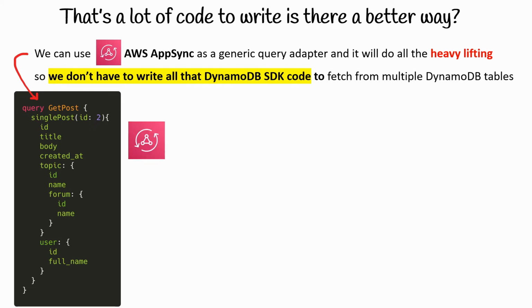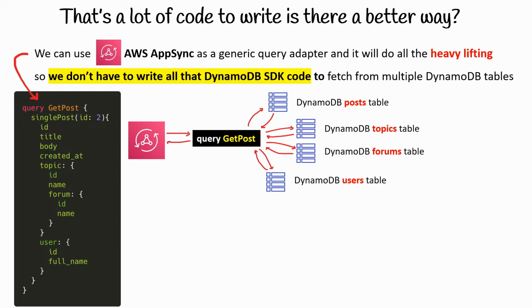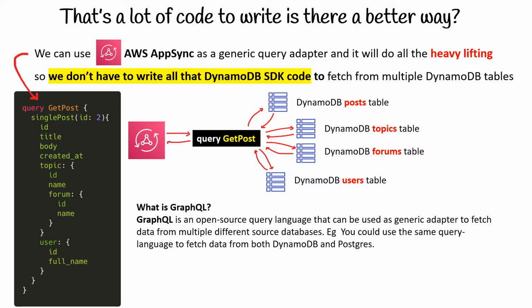And so with AppSync, you'll have your query, and that query is going to go to all those tables and grab all the stuff. Some will be in parallel, some will be sequential, and it will save us a lot of programming time. And if you're wondering, what exactly is this query language? Well, it's actually just GraphQL. If you haven't had a chance to use it, here it is.